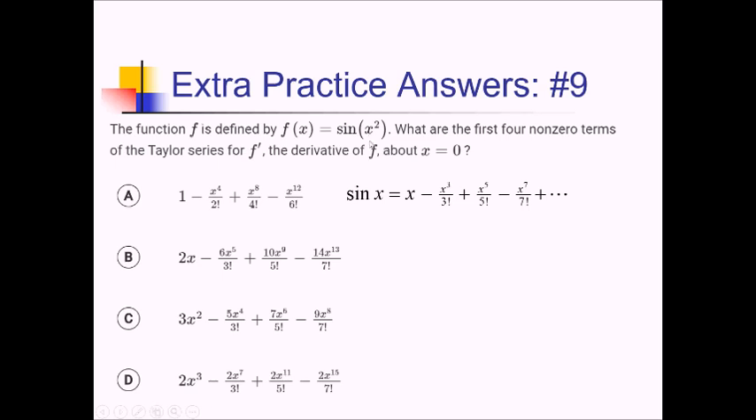So let's do sine of x squared next. Basically just plugging x squared in for all these x's. So x is now an x squared. This is going to be minus x squared cubed, which is x to the 6th over 3 factorial. And then we have plus x to the 10th over 5 factorial minus x to the 14th over 7 factorial.